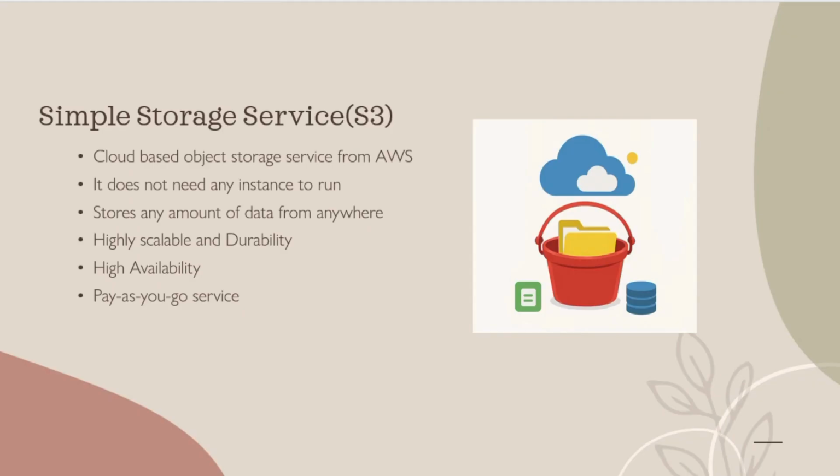Unlike EBS and EFS, S3 provides unlimited data storage. So it is the cheapest storage service compared to EBS, EFS and FSx, and it provides high scalability and high durability. The data in the S3 service will be available for millions of years, and it also provides high performance. And we need to pay only for the amount of data we store in the S3 service.